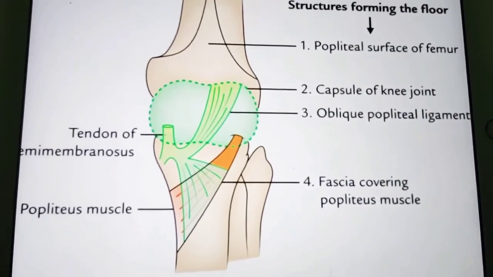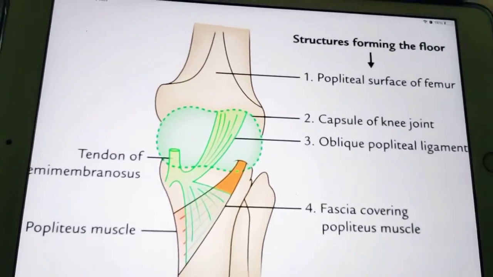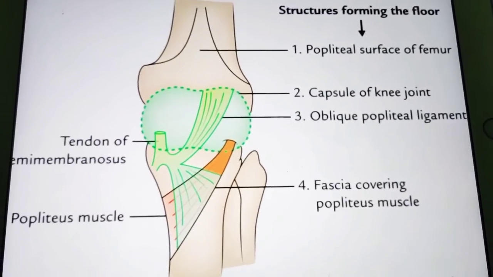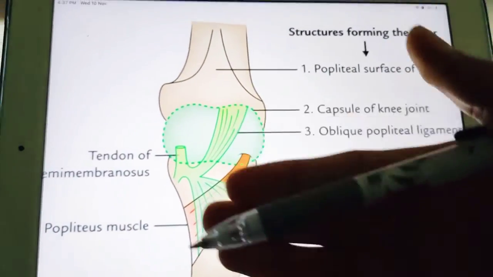Now we are going to start the surface landmarks of popliteal fossa. So first you need to understand where it is located. It is located on the posterior side of your knee.